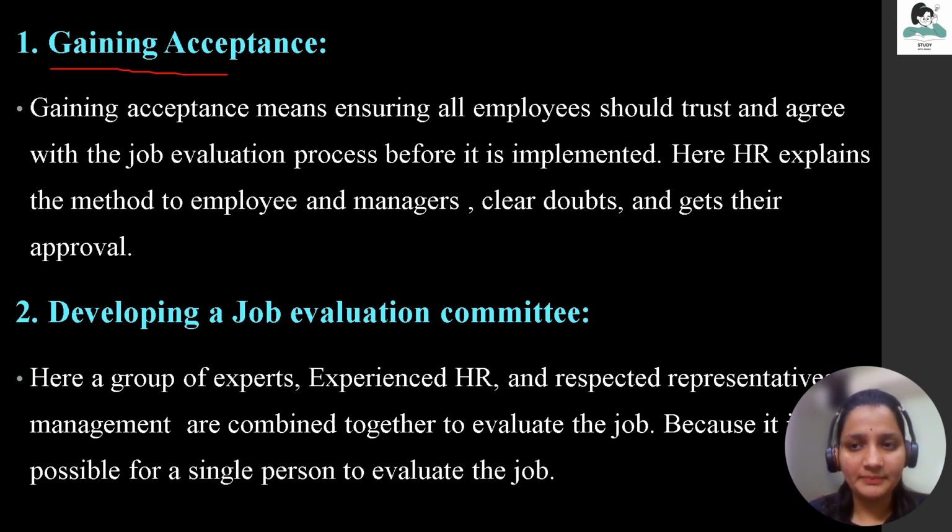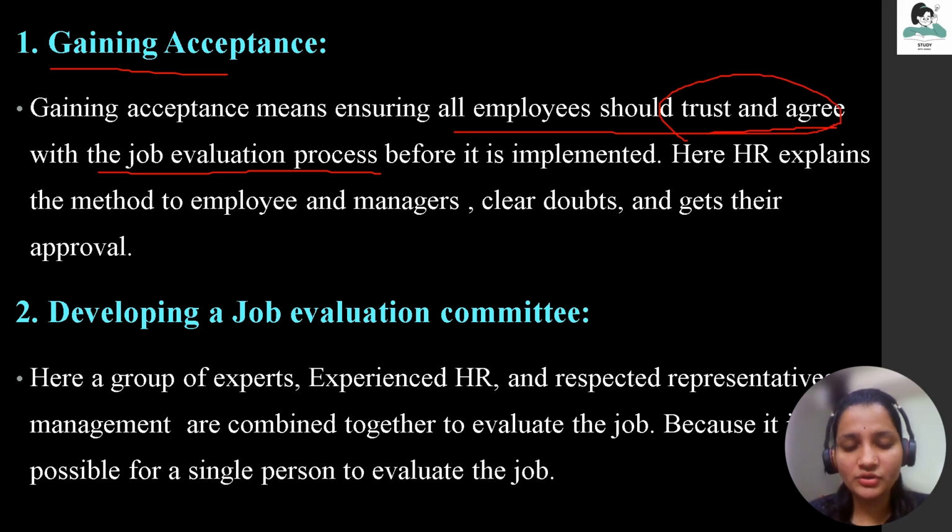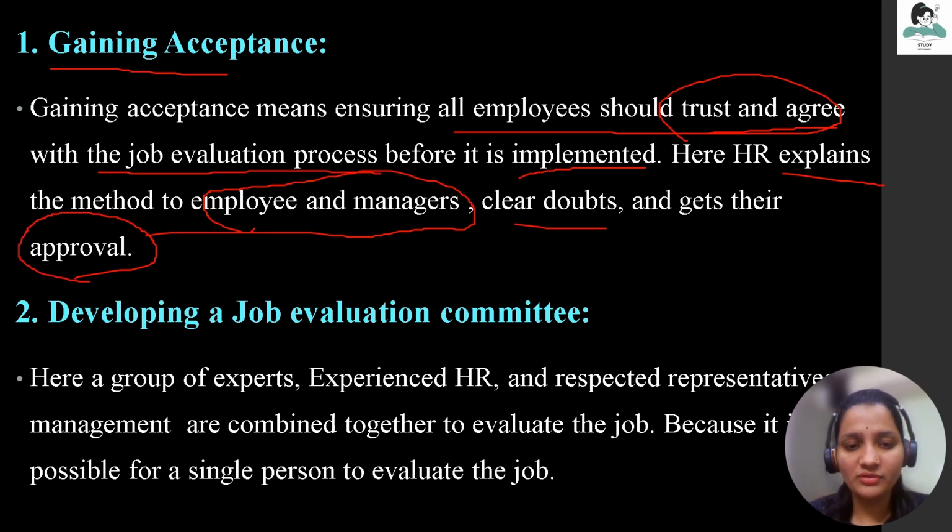First is gaining acceptance. Gaining acceptance means ensuring all employees trust and agree with the job evaluation process before it is implemented. So here HR explains the method to employees and managers, clears doubts and gets their approval. That means we need to get the approval from the employees as well as managers before we start the job evaluation method, right? So by the term you can understand that before implementing the job evaluation, you need to get acceptance from the employees and managers.